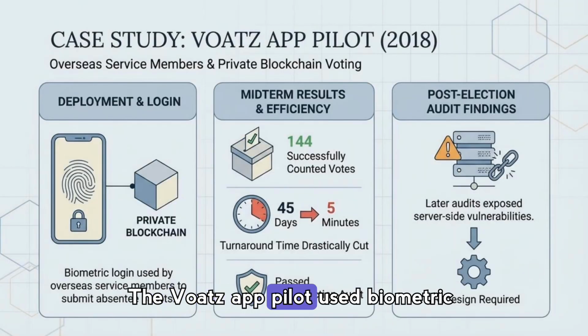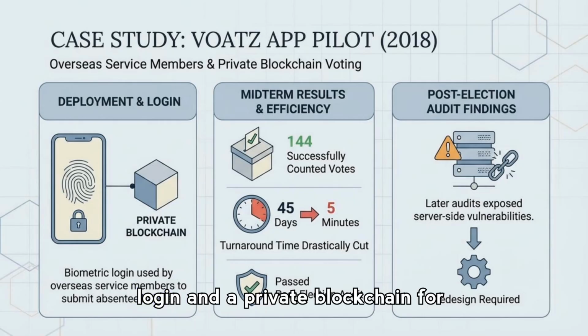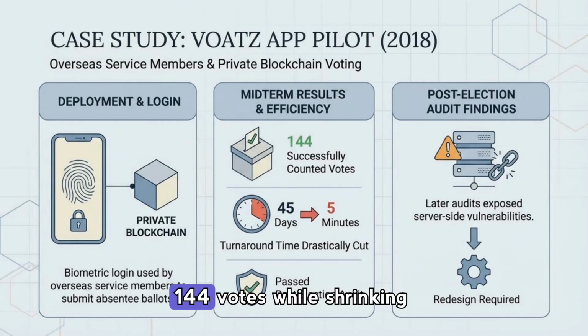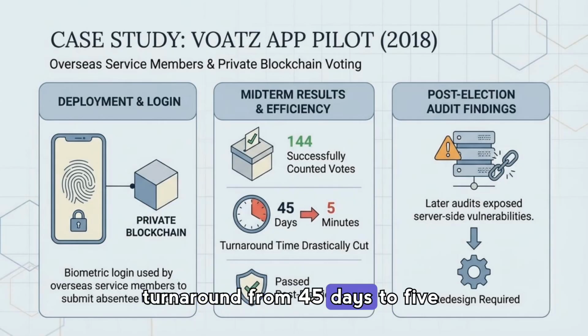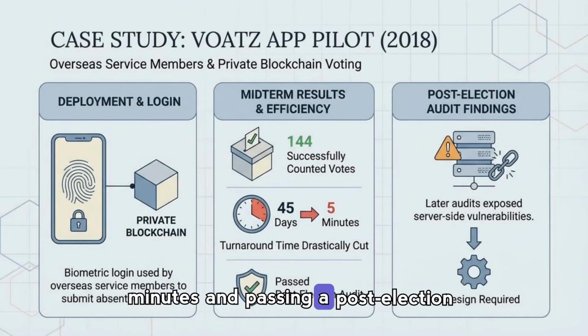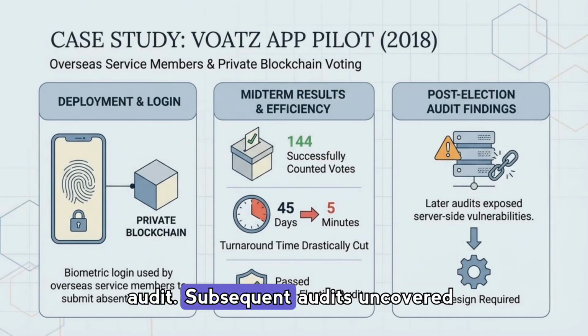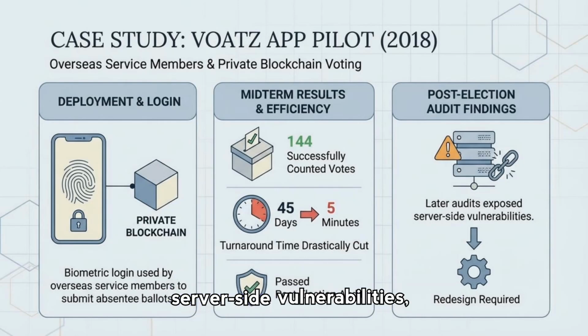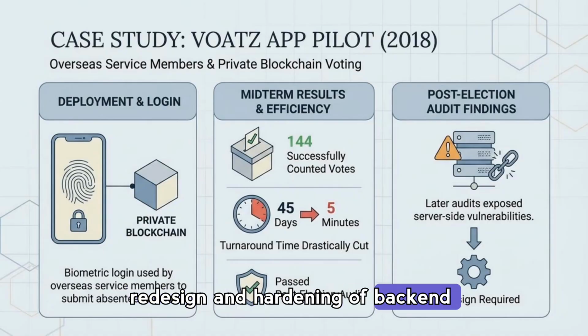The Votes app pilot used biometric login and a private blockchain for overseas service members, counting 144 votes while shrinking turnaround from 45 days to 5 minutes and passing a post-election audit. Subsequent audits uncovered server-side vulnerabilities, underscoring that operational success still requires rigorous redesign and hardening of back-end systems.